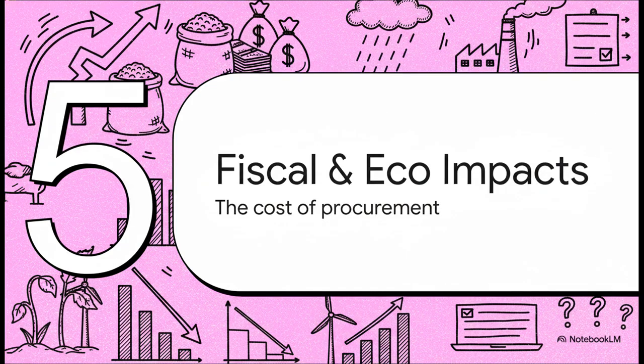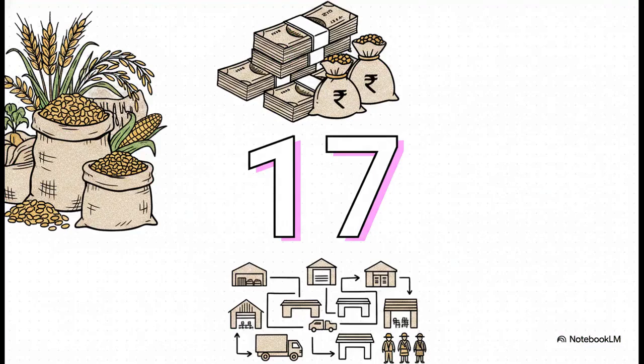All right, Section 5, Fiscal and Environmental Impacts. What is the real-world cost of all this procurement? Well, according to government estimates, to physically procure all 23 mandated crops nationwide at the minimum support price would cost an unbelievable 17 lakh crore rupees. That's roughly 5 trillion rupees. It's a staggering fiscal burden, and it really highlights the massive logistical and financial limits of just trying to buy up all the marketable surplus to guarantee a price.